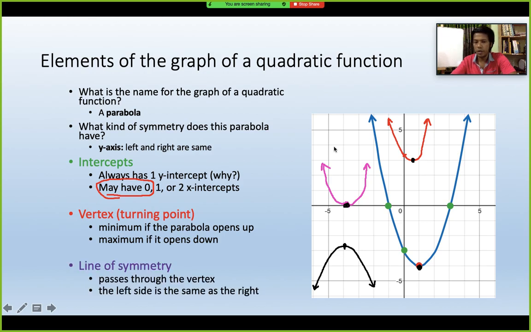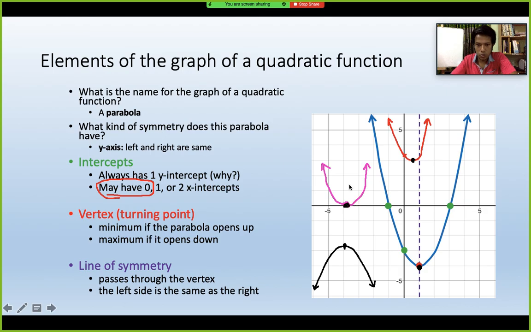And the line of symmetry, you have already seen that there is a line of symmetry. For this graph, the line of symmetry is here, and we can say that x equals 1 is the line of symmetry. That means the vertex x value is the line of symmetry. About this line, this side and that side of the graph are exactly the same. So we can say that this is the line of symmetry for this parabola.